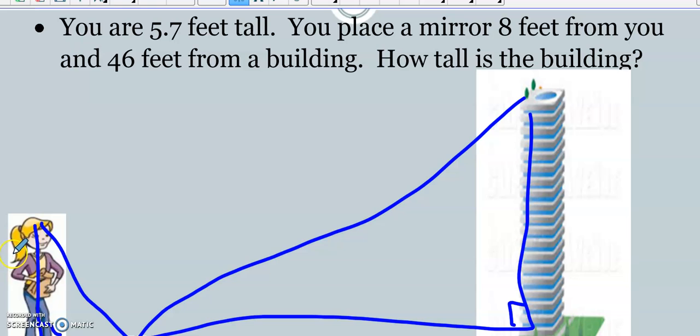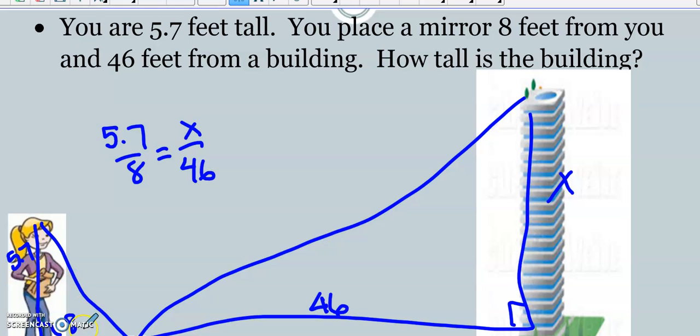So they're saying this young lady is 5.7 and she's 8 feet from the mirror. And the building is 46 feet from the mirror. And the question is, how tall is the building? So you would say 5.7 is to 8 as X is to 46. Height is to distance as height is to distance. You could say height is the height as distance is the distance. You'll get the same answer.